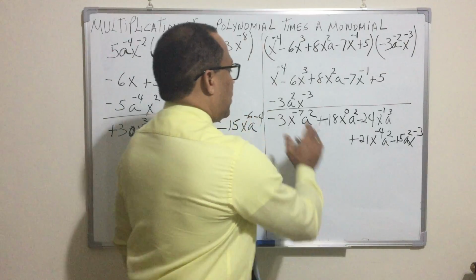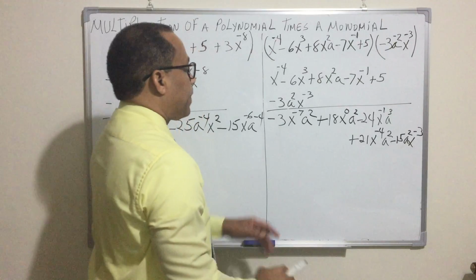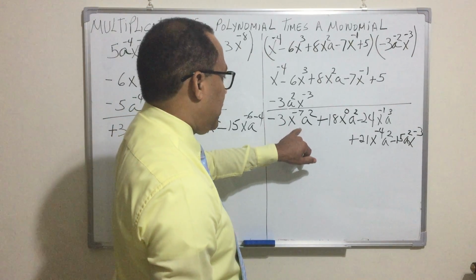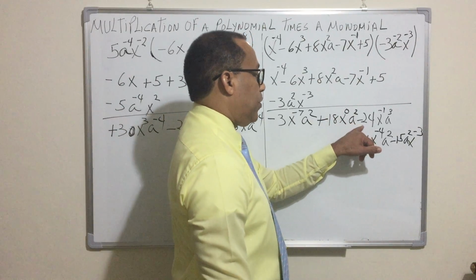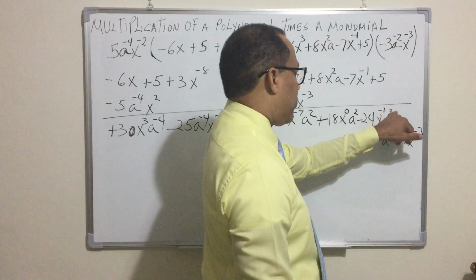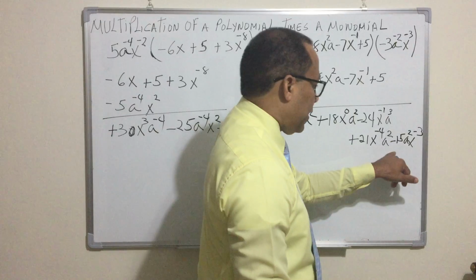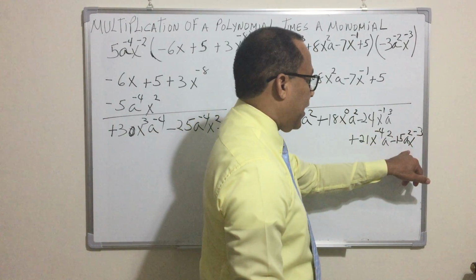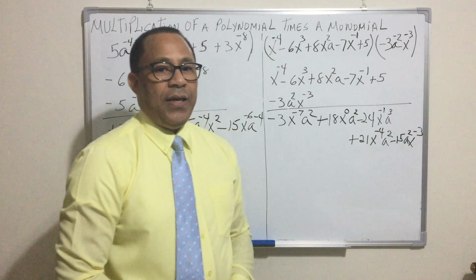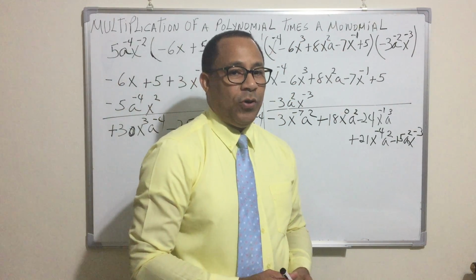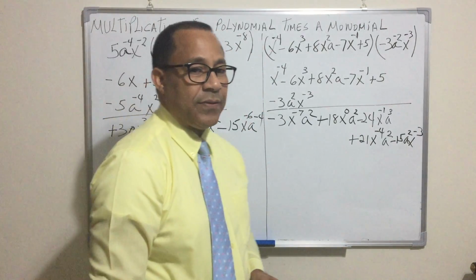So the result of the multiplication of this monomial times the polynomial is negative 3x to the negative 7a to the second plus 18x to the 0a to the second minus 24x to the negative 1a to the third plus 21x to the negative 4a to the second minus 15a to the second x to the negative 3. And that's the way you multiply a monomial times a polynomial when involving negative exponents.